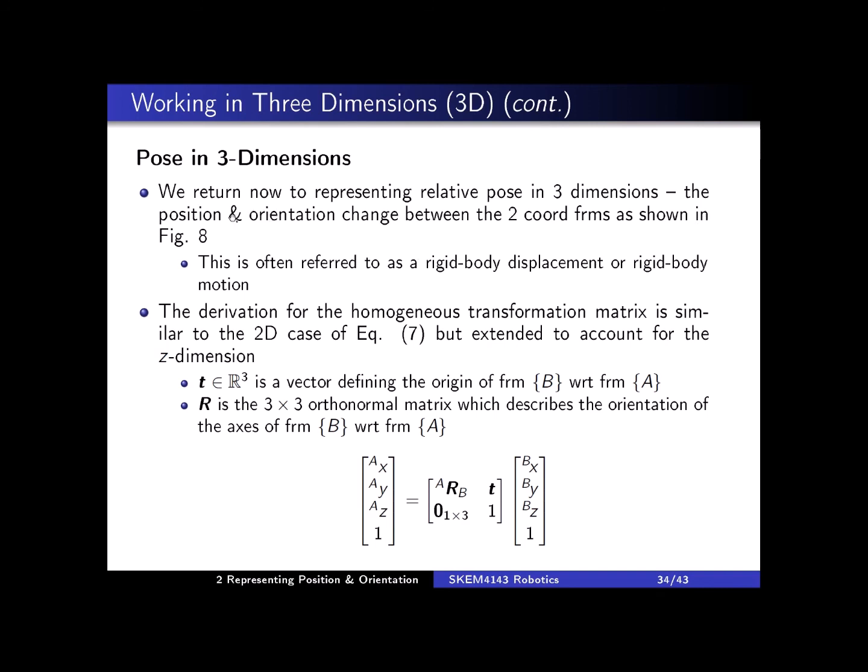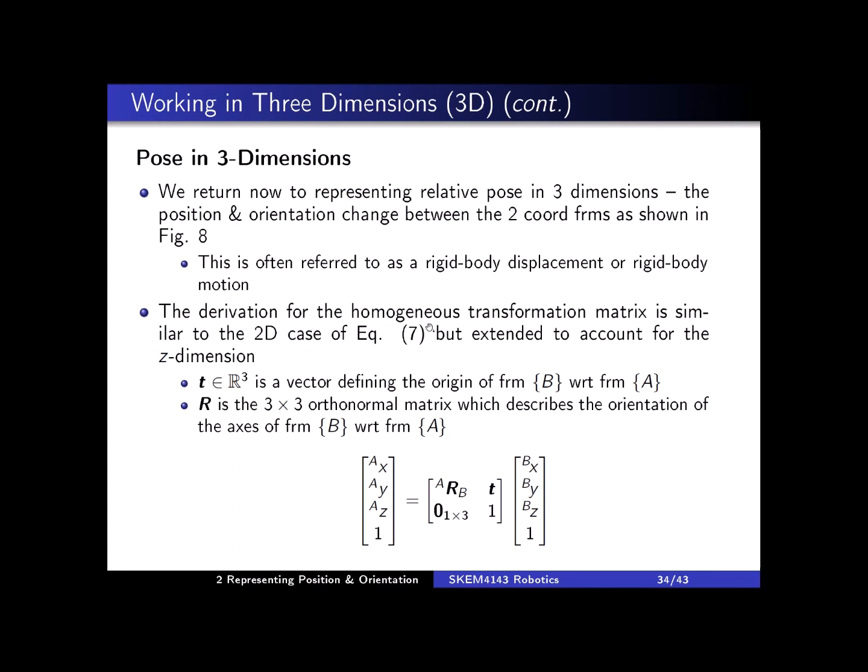So the position and orientation change between two coordinate frames is often known as rigid body displacement or rigid body motion. Because even in the two-dimensional case, we saw that in order to describe the pose of a coordinate frame, we can imagine moving that coordinate frame from the reference coordinate frame through a series of translations and rotations to arrive at the coordinate frame of interest.